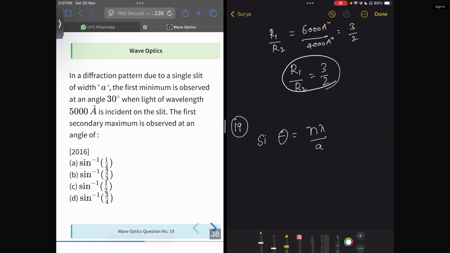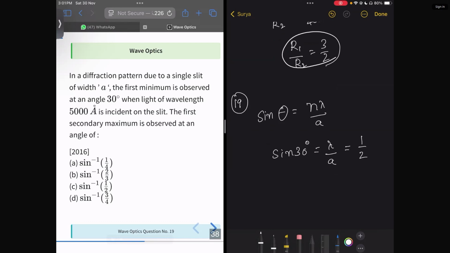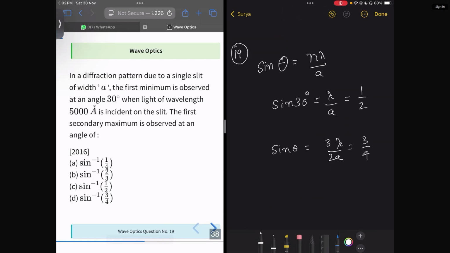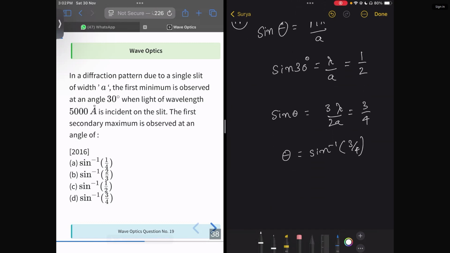Sin theta is equal to lambda by A. So sin 30 degrees is equal to lambda by A, so sin 30 will be half. So lambda by A is, we know, half. The second maximum will be sin theta is equal to 3 lambda by 2A. So it will be 3 by 4. So theta is equal to sin inverse of 3 by 4. So option D is the right answer.